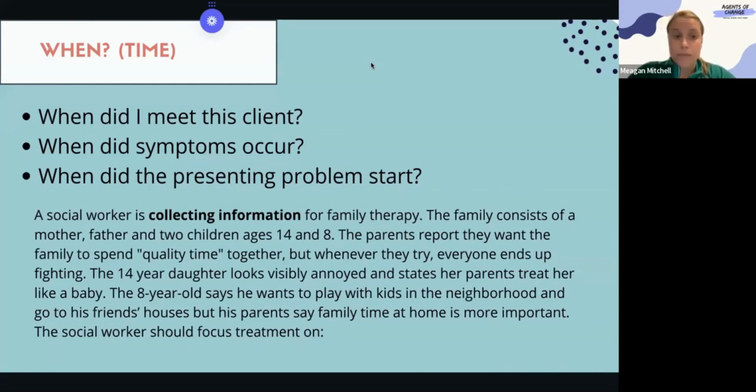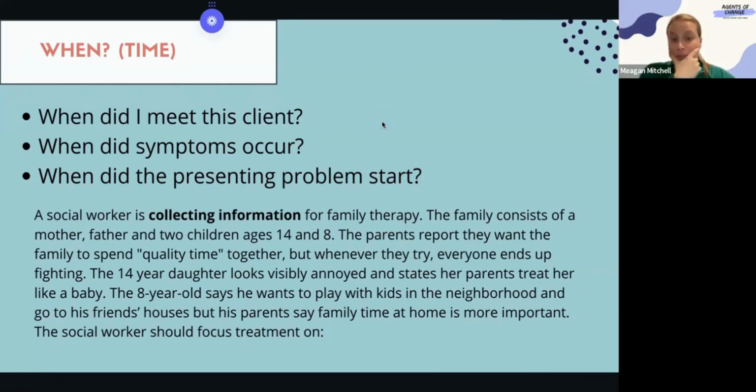So here, where do you think in that helping process we would be if we are just collecting information from the family? Go ahead in the chat. What would be the when for this? Definitely the beginning phases. We're either engaging or we're assessing. First, we're definitely not intervening yet. We don't have enough information. We're in those beginning stages, either engagement or assessment, somewhere in there.